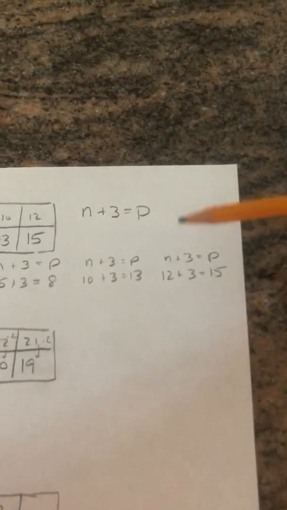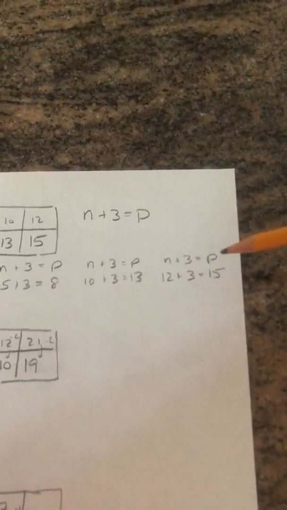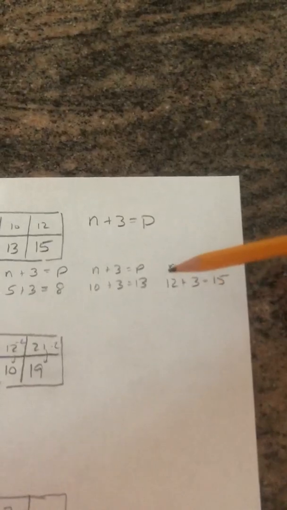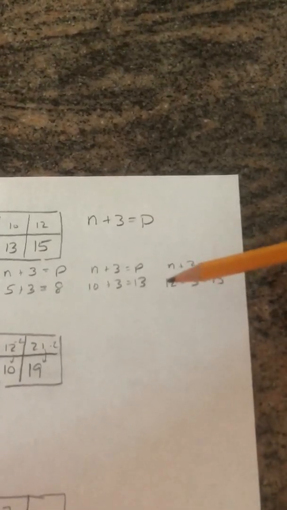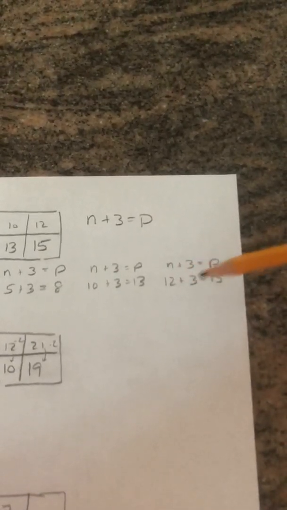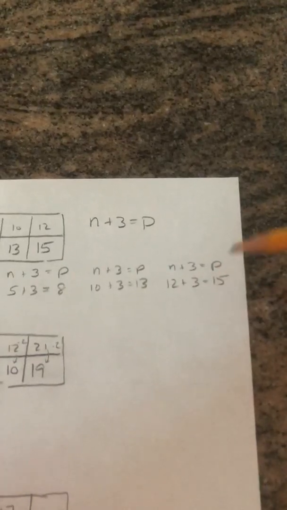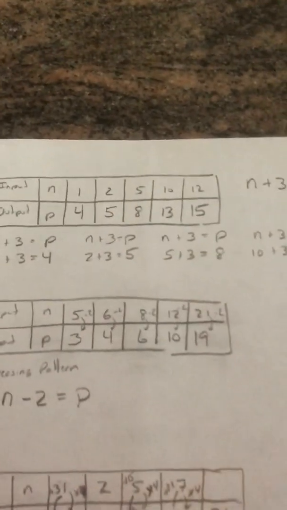And on our last one, we had N plus 3 equals P. Our input was 12. We plug in 12 for N. 12 plus 3 equals 15. So our output is going to be 15. So that completes the chart for the first one.